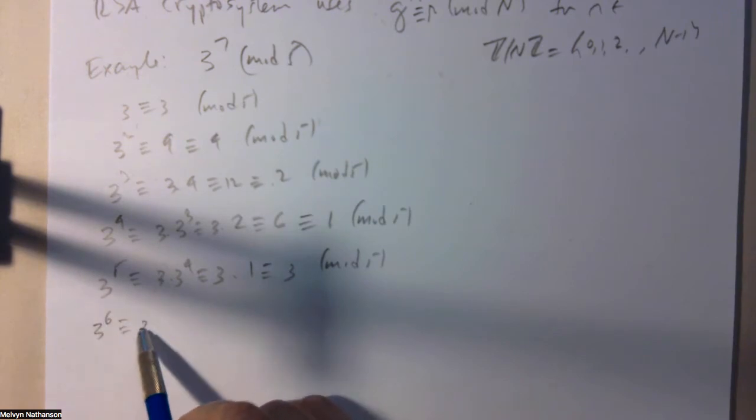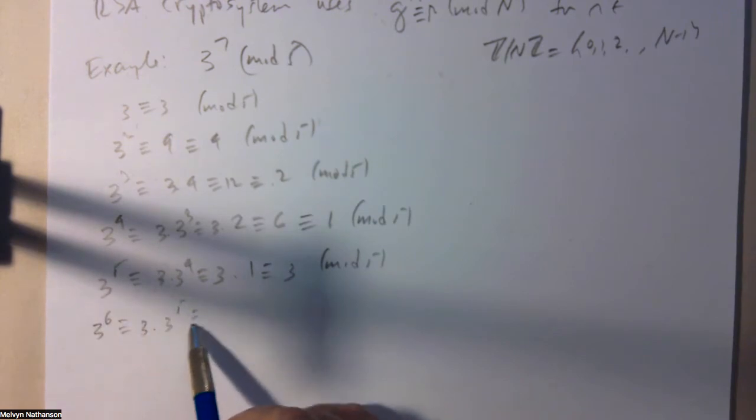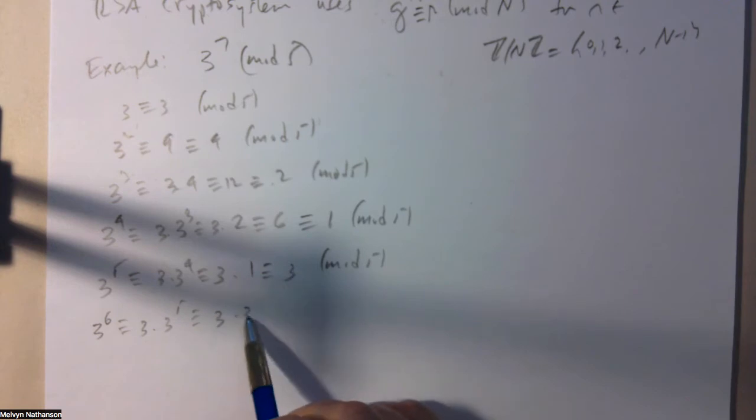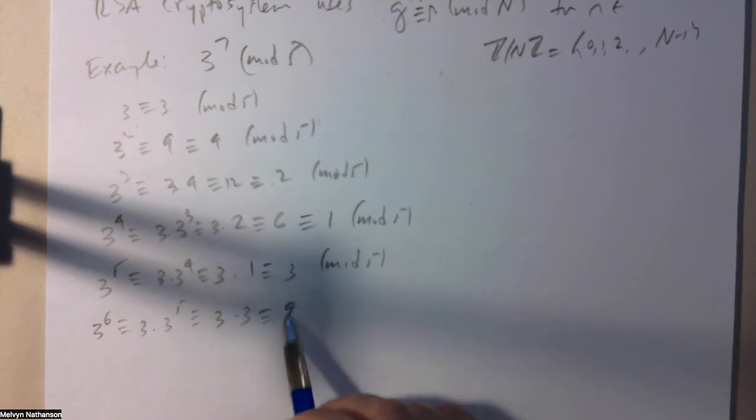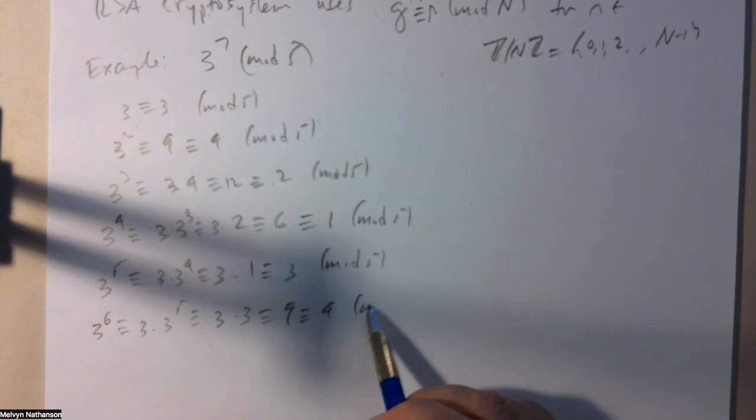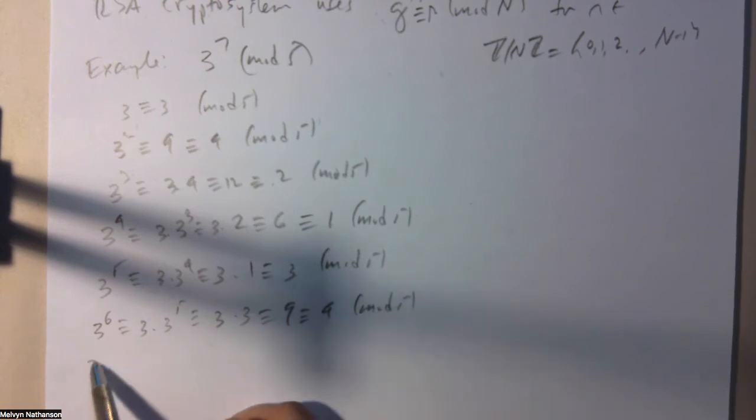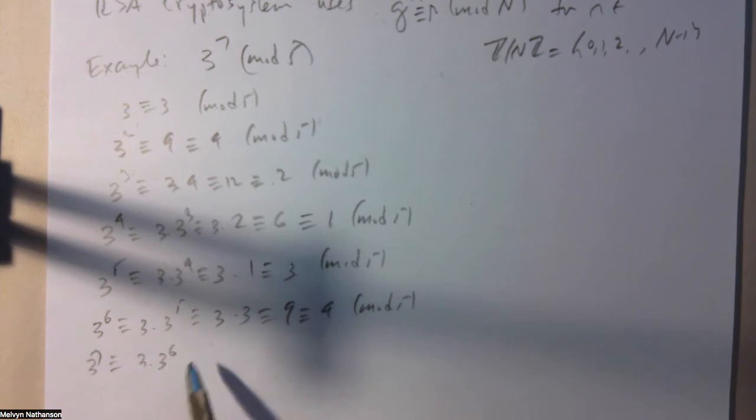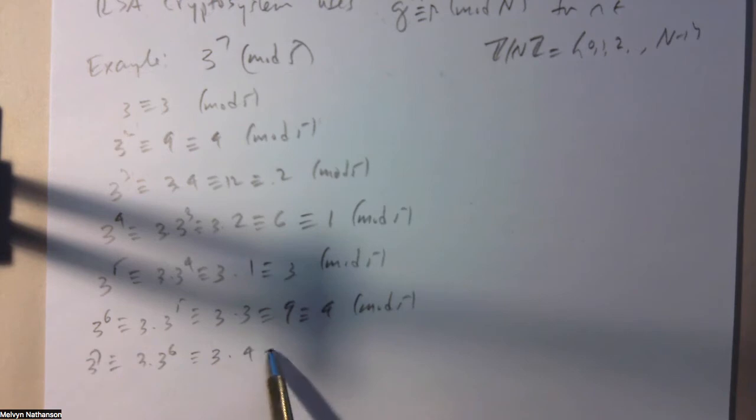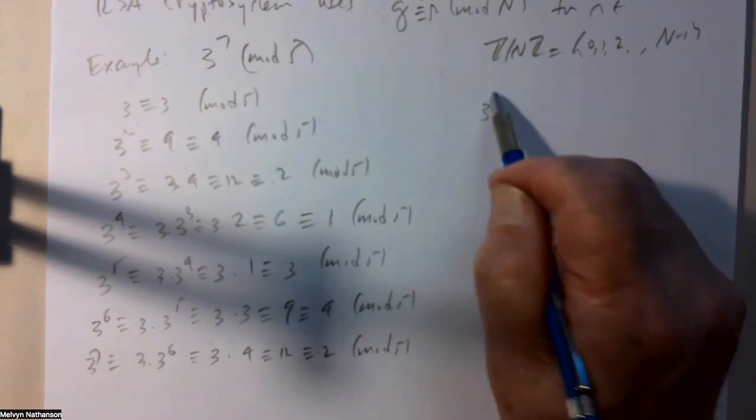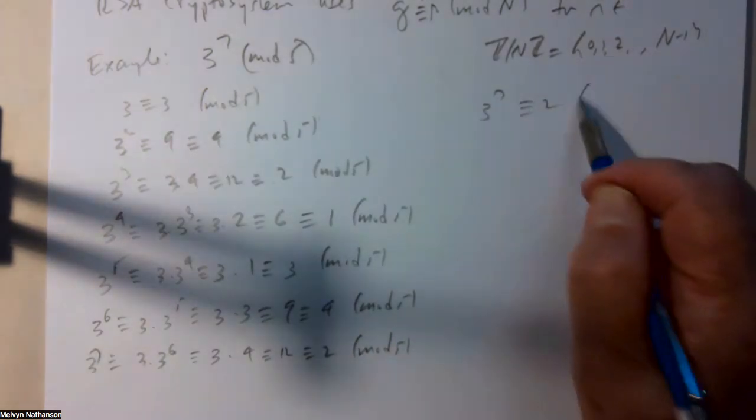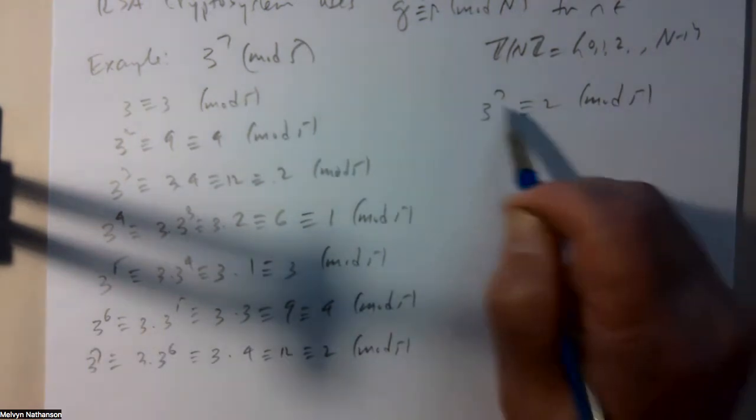3 to the 6th is 3 times 3 to the 5th. 3 to the 5th is 3, so that's 3 times 3, that's 9, which is 4 mod 5. And 3 to the 7th is 3 times 3 to the 6th, which is 3 times 4, which is 12, which is 2 mod 5. So 3 to the 7th is congruent to 2 mod 5.